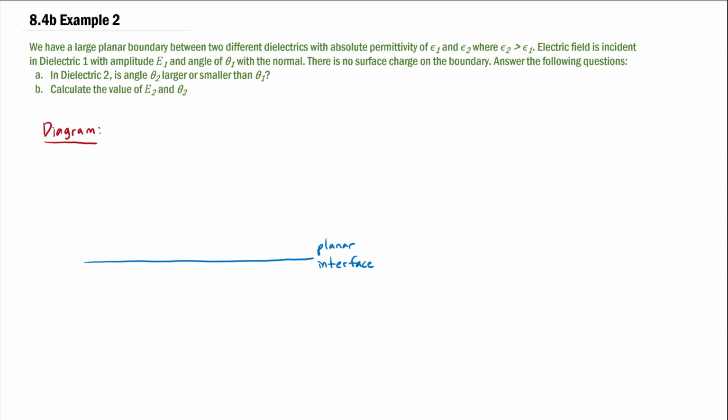Let's call this medium 1 and this medium 2, and they're both dielectrics. They're both different dielectrics with an absolute permittivity of epsilon 1 and epsilon 2, and we know that epsilon 2 is greater than epsilon 1. The electric field is incident in dielectric 1 with an amplitude E1 and an angle of theta 1 with the normal. So let's draw a normal to the planar interface.